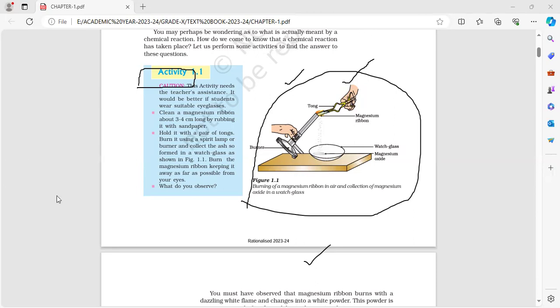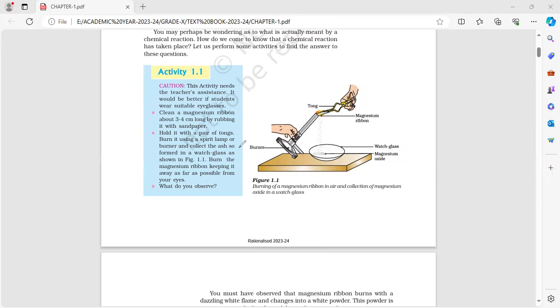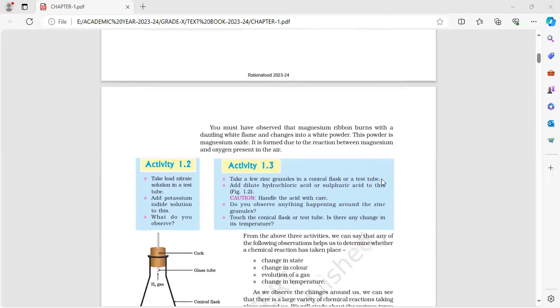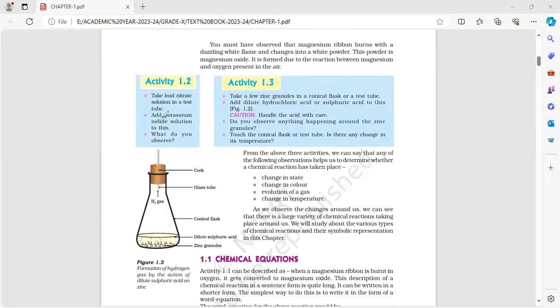Then after that, let us study the next topic, which is activity 1.2. First you should remember one point: in this activity, color changes. So in activity 1.2, we observe 2 points. One is the color change, and which color? Yellow color, that I will also explain.